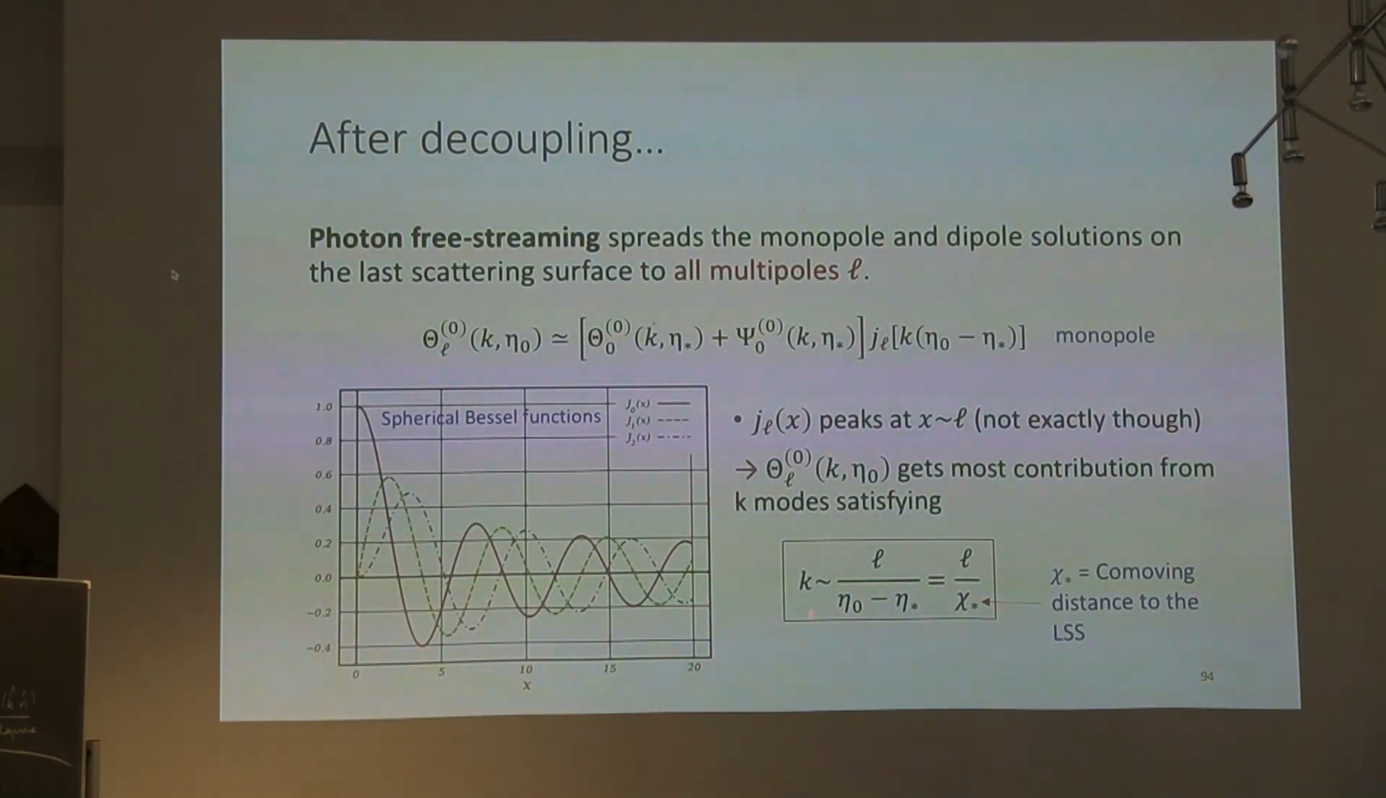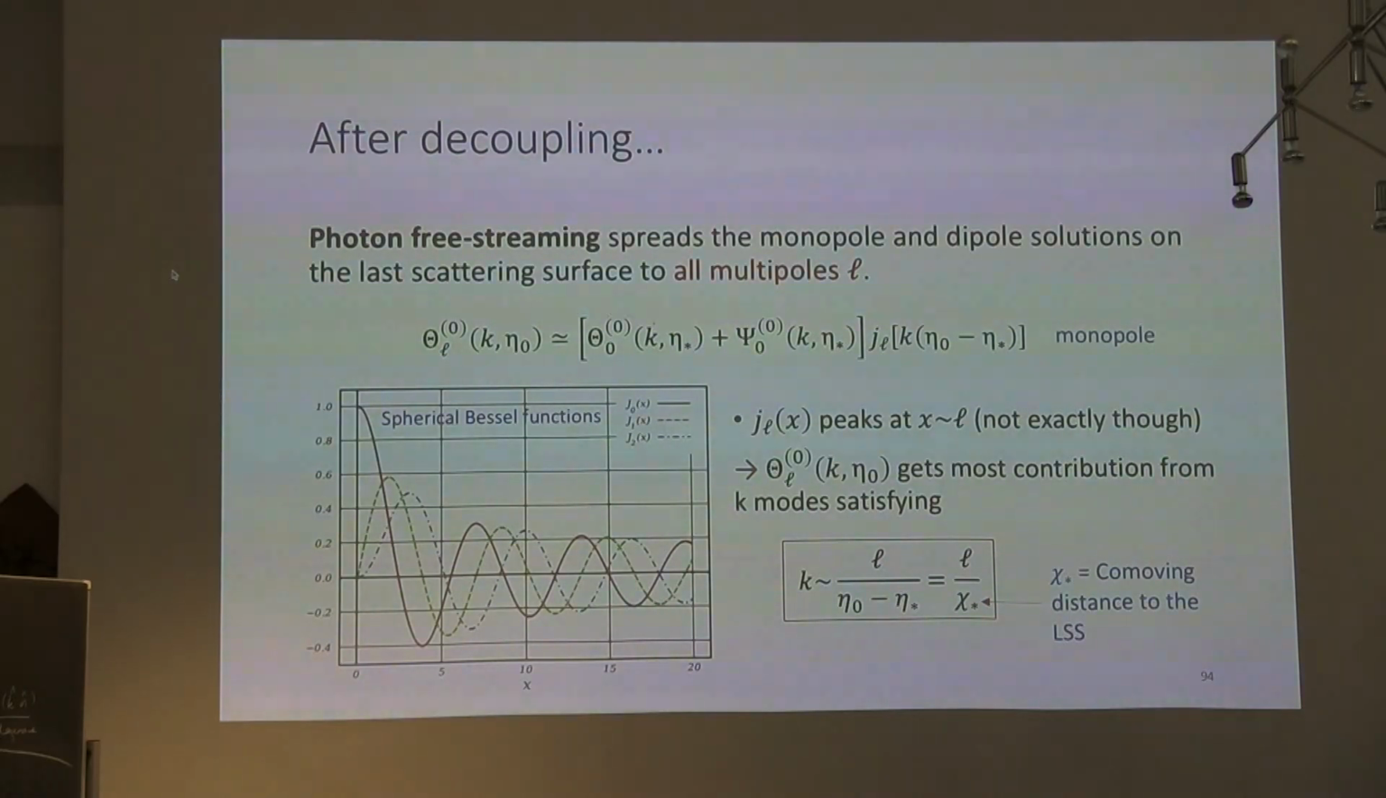There's another way to write this time difference. Since we're dealing with photons that travel at the speed of light, this time difference here is essentially the same as the comoving distance to the last scattering surface. So we have L divided by chi star, being the comoving distance to the last scattering surface.